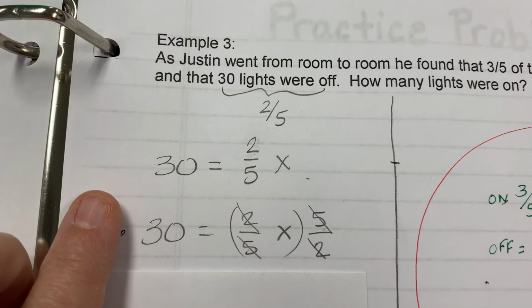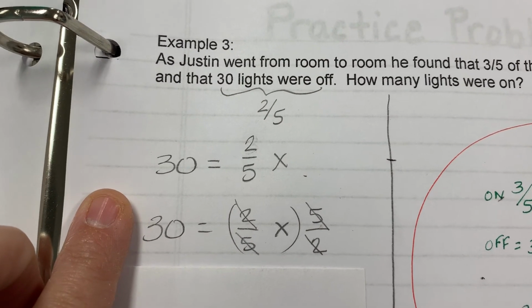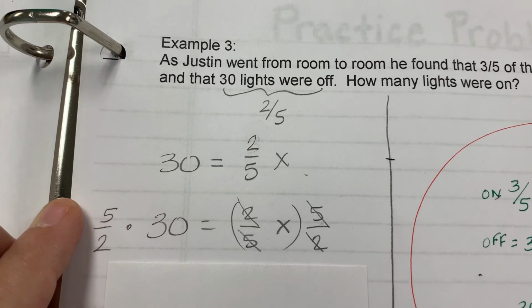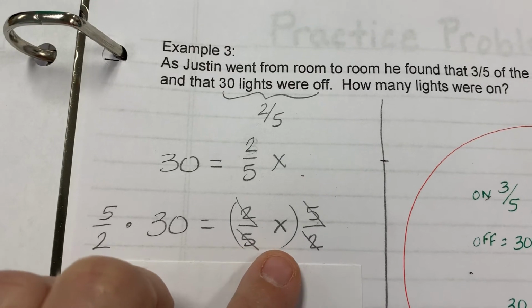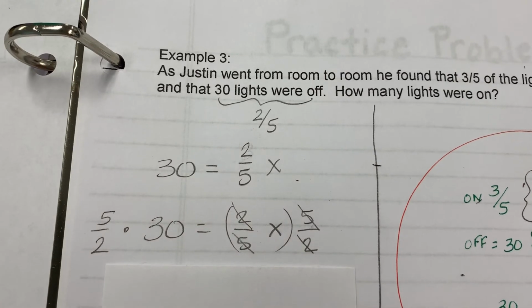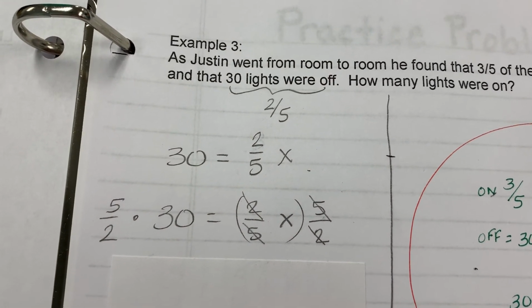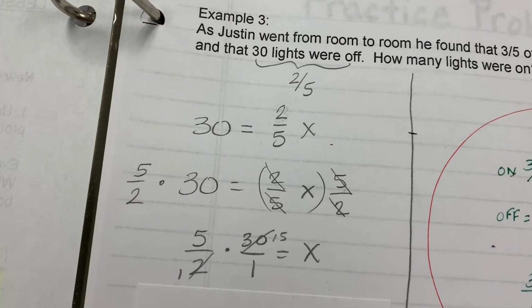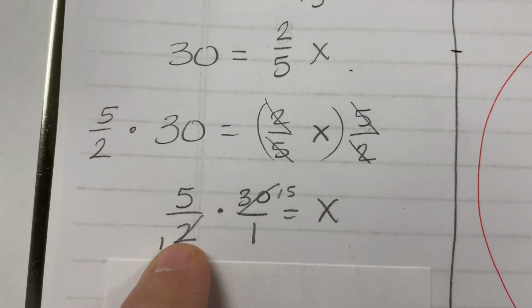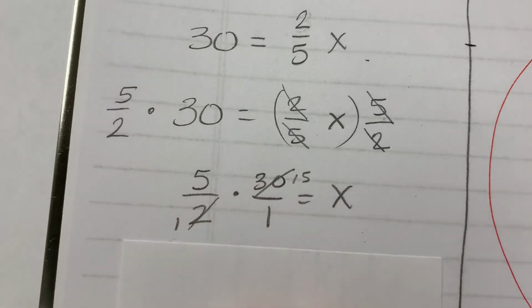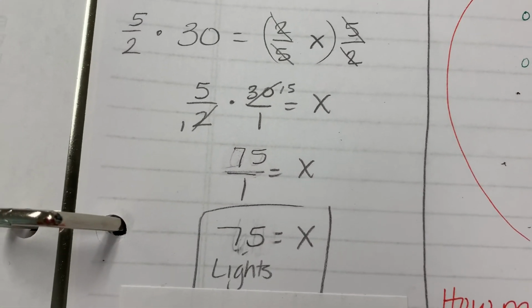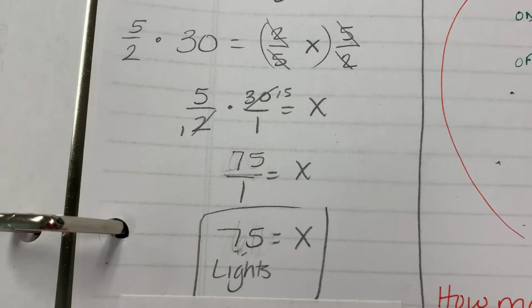And so I go ahead and start, and I'm going to cover this. So 30 equals 2/5 x, and I know I'm going to multiply by its reciprocal on both sides, so I can get rid of the 2/5. I'll isolate this variable. And if I do the rules of cross canceling, I'll notice that those go away. So basically it becomes 1. And I do my math. I can cross cancel. 2 goes into 2 one time. 2 goes into 30 15 times. And I get 75 over 1 equals x. And that means that there's 75 lights altogether.